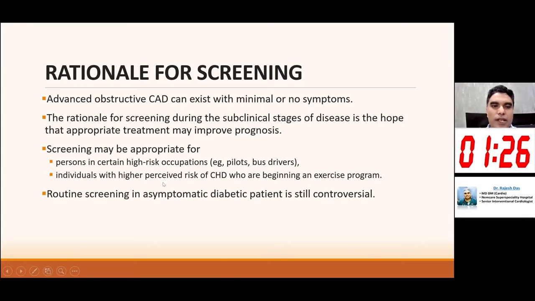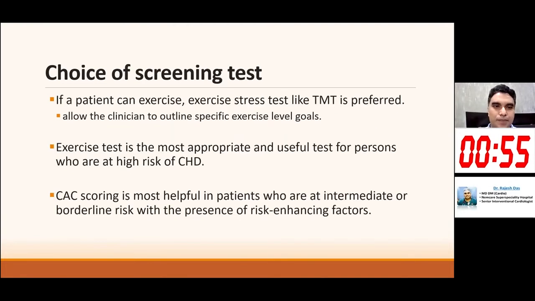Screening may be appropriate for individuals with higher perceived risk of coronary heart disease who are beginning an exercise program. So before beginning any exercise, before prescribing any exercise program, we can screen a particular patient. Routine screening in asymptomatic diabetic patients is still controversial. So there is a lot of controversy regarding whether we should routinely prescribe a treadmill test or coronary calcium score in asymptomatic diabetic patients. So further studies are needed for this category.